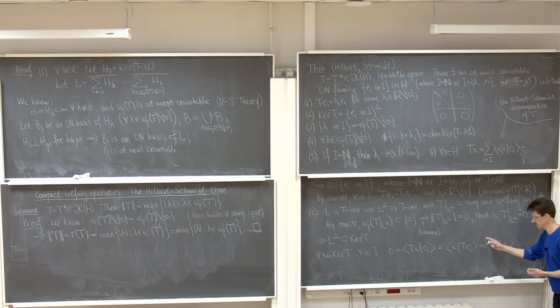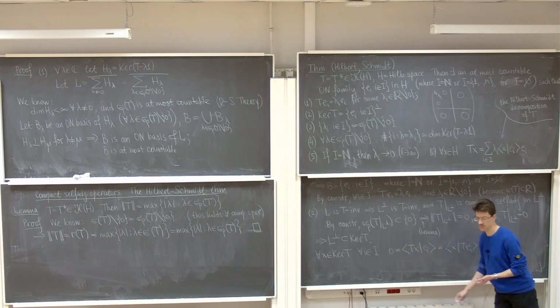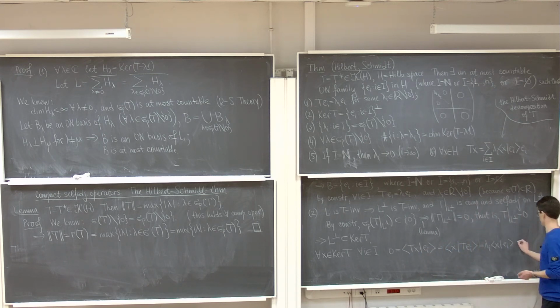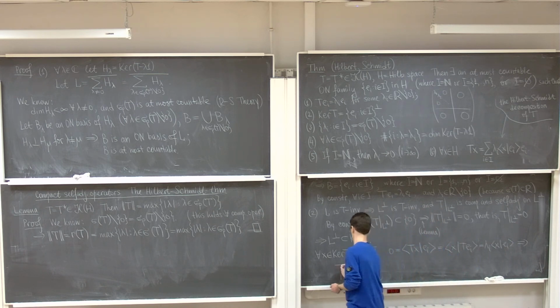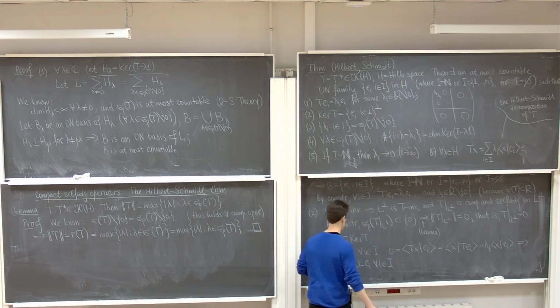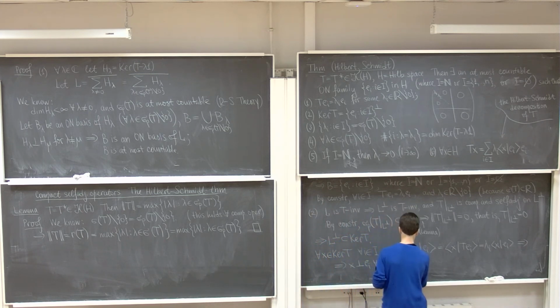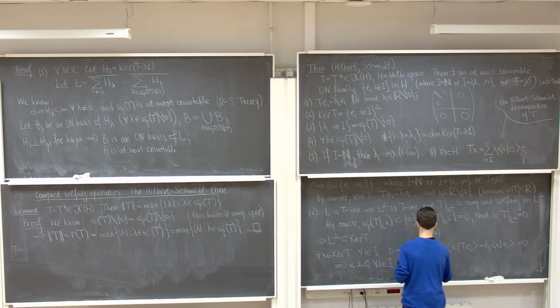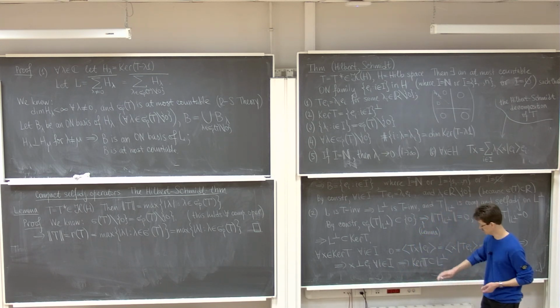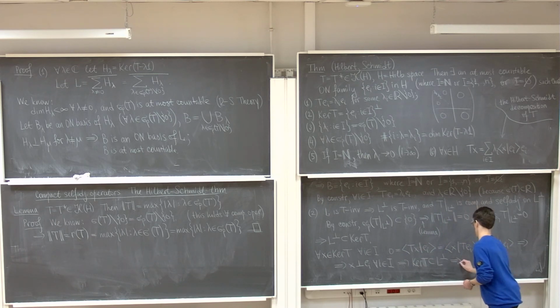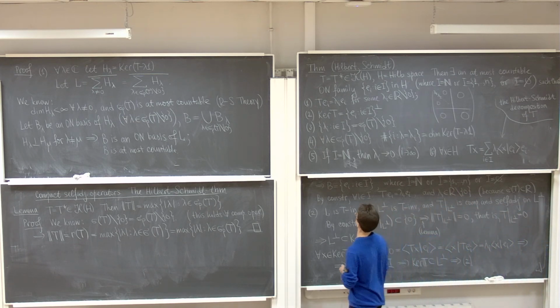And now since lambda_i is non-zero, and the whole expression is 0, we conclude that x is orthogonal to e_i for each i. Which means that the kernel is contained in the orthogonal complement. So combining this and this, we conclude that the second part of our theorem is proved. So the kernel of T is exactly the orthogonal complement.